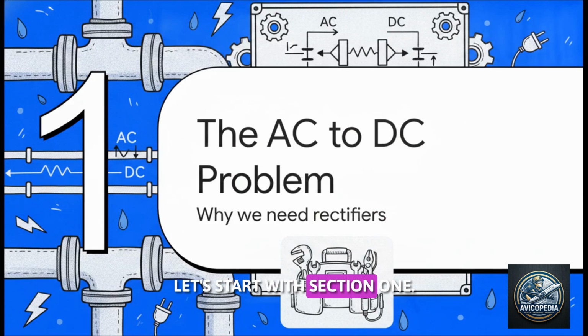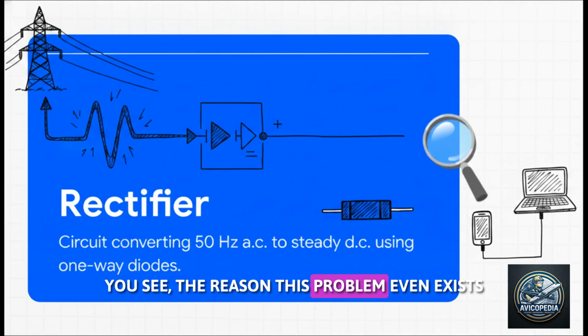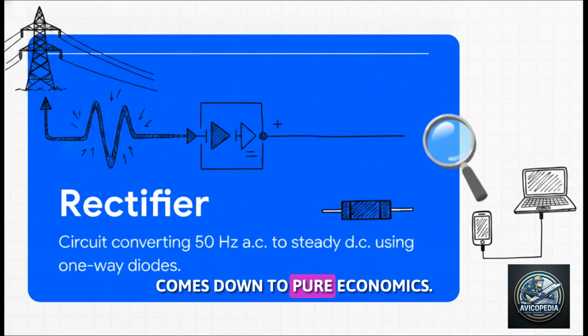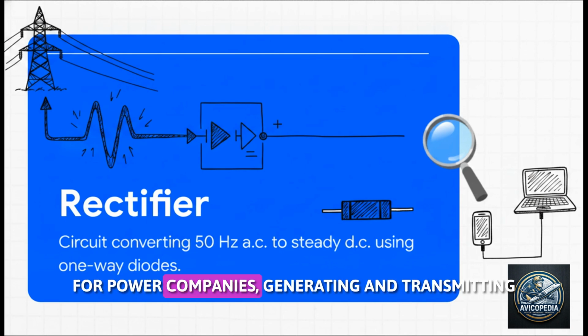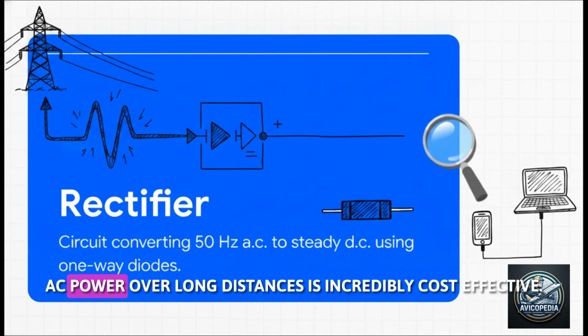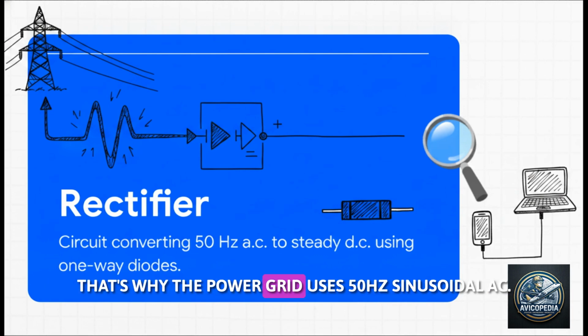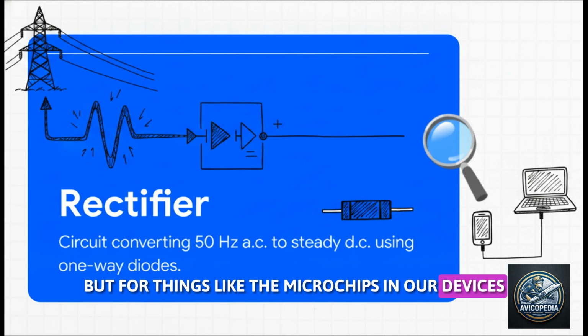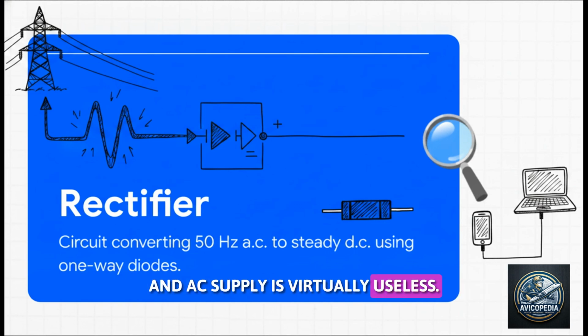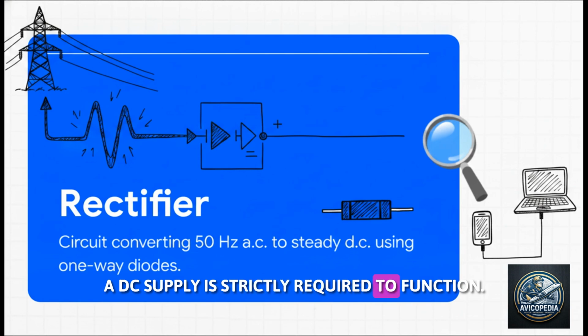Let's start with section 1, the AC to DC problem. You see, the reason this problem even exists comes down to pure economics. For power companies, generating and transmitting AC power over long distances is incredibly cost-effective. That's why the power grid uses 50 Hz sinusoidal AC. But for things like the microchips in our devices, an AC supply is virtually useless. A DC supply is strictly required to function.